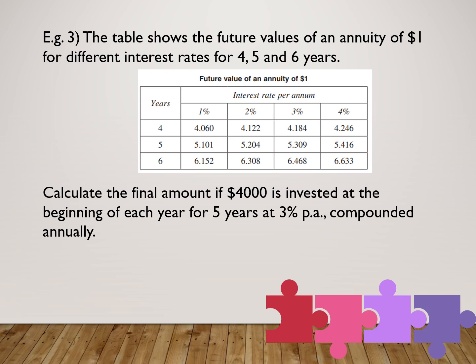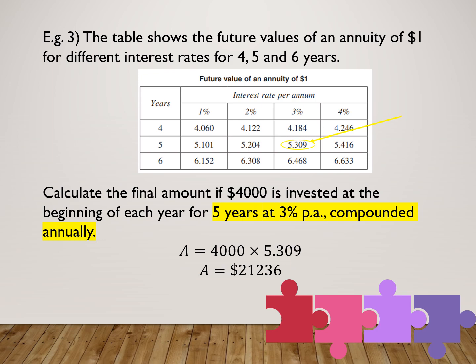So for this one, we're investing $4,000 every year for 5 years, 3% per annum compounded annually. So everything is in years. So we just need to find the equivalent factor in the table. So 5 years at 3%, you can see that's 5.309. So therefore, that's what $1 invested every year for 5 years would earn.